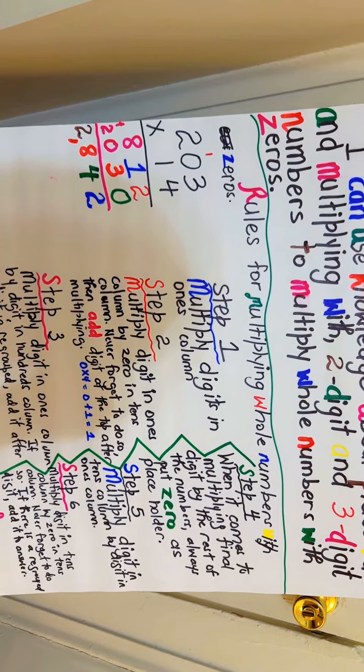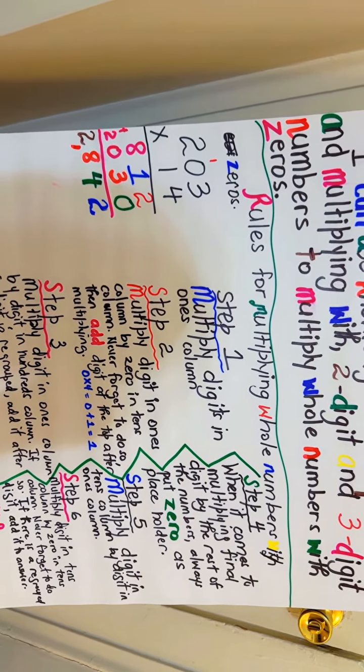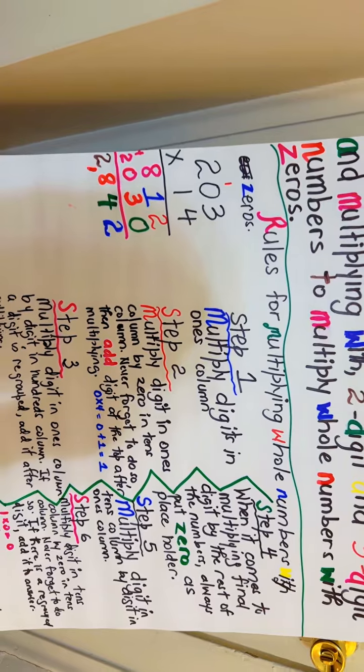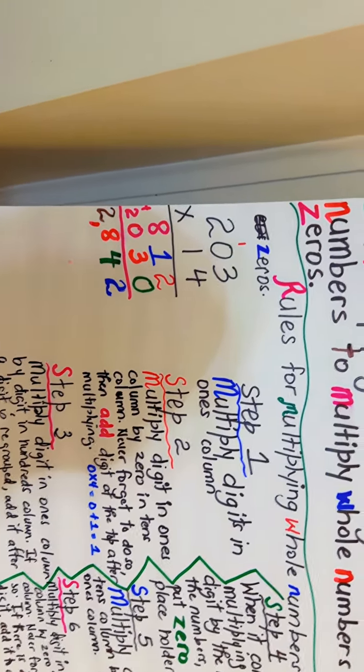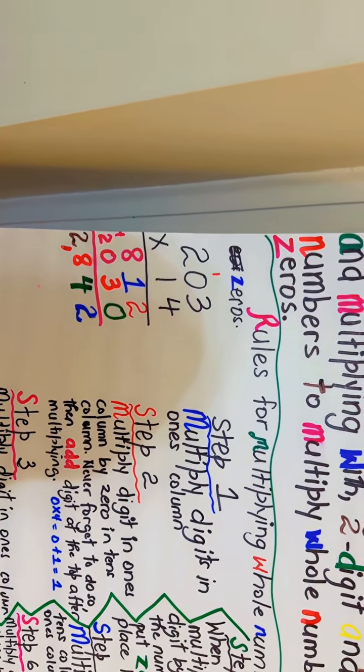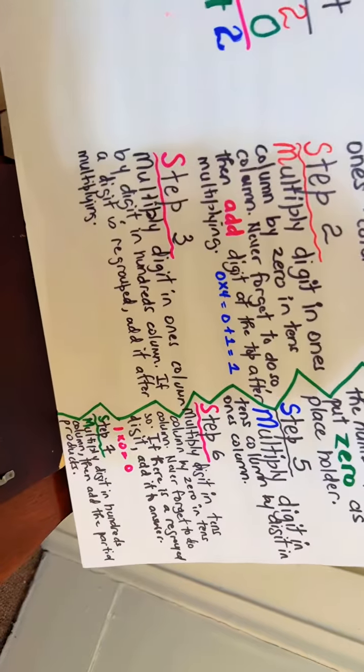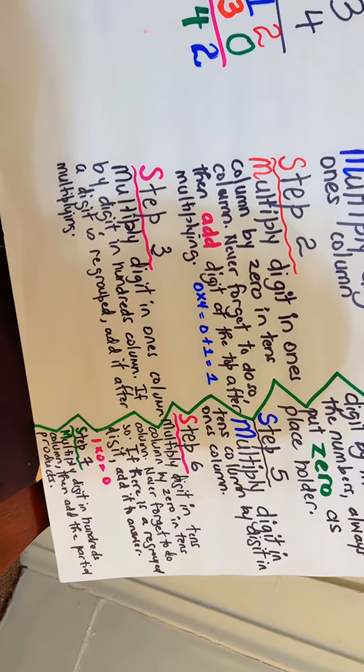Any number plus 0 gives you back the number that you're adding, so it's almost like you're adding a number to nothing. So we put down 4 times 0 is 0, plus 1 gives you the 1 in the blue. Then step 3 says multiply the digit in the ones column by the digit in the hundreds column.